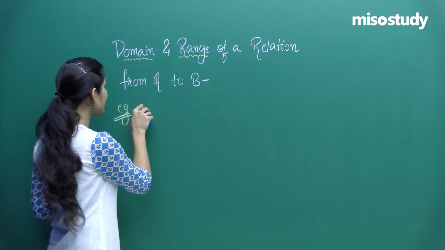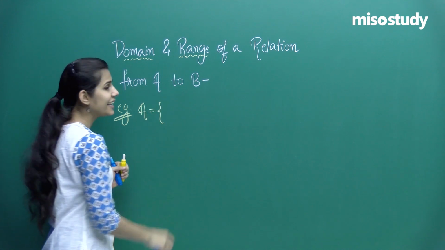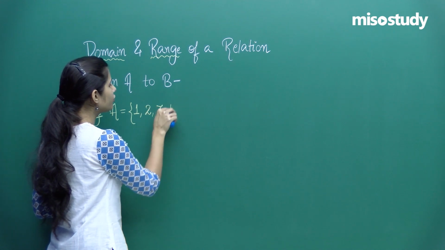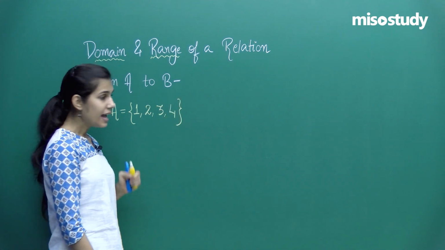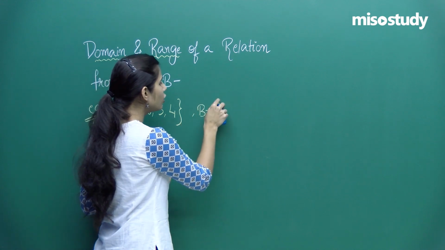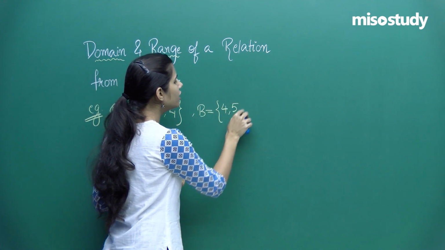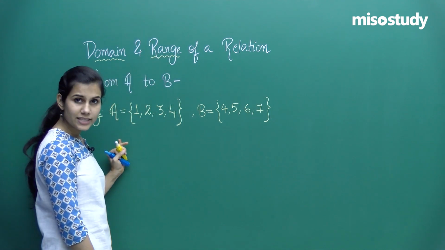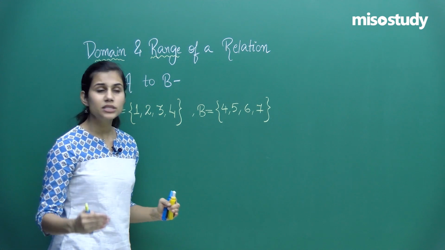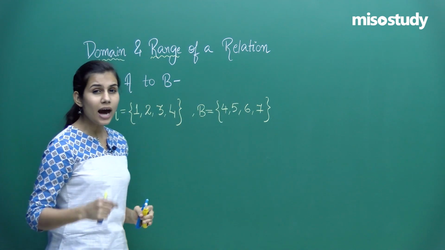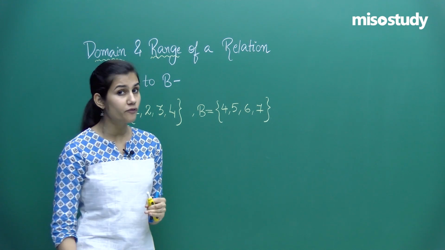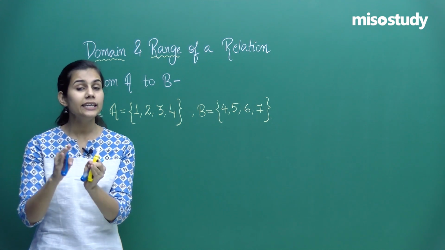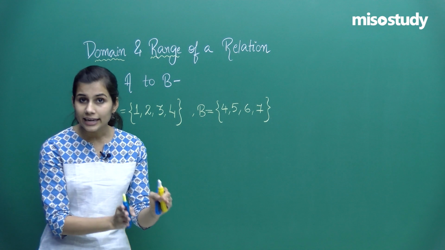Suppose I give you a set A, and A has the members 1, 2, 3 and 4. And there's another set B given which has members 4, 5, 6 and 7. The moment I have set A and set B and I want to study the relation from A to B, I am in a quest to find a subset of A cross B. And that subset, as I said, can be obtained either from a rule or randomly.